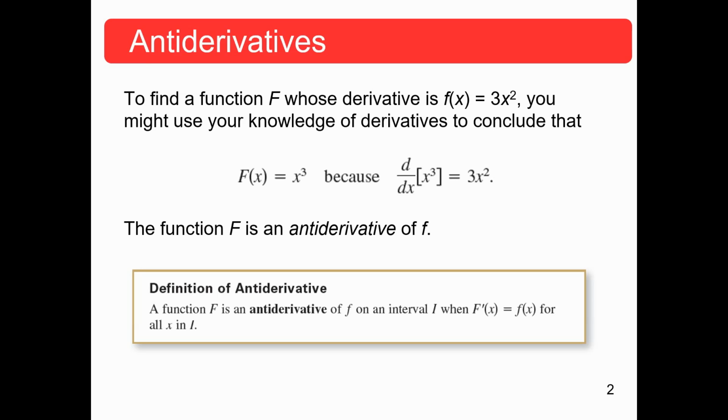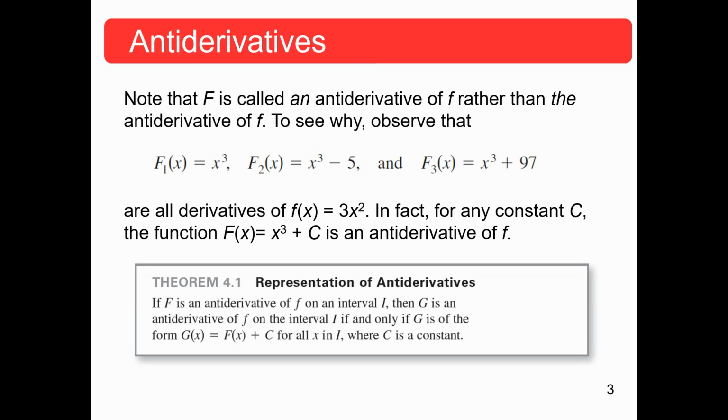Okay, so a function capital F is an antiderivative of little f on the interval I when big F prime is equal to little f for all the x's in that interval. So we're just going backwards now from taking the derivative. We're starting with the derivative and finding the function. Note that F was called an antiderivative of f rather than the antiderivative of f.